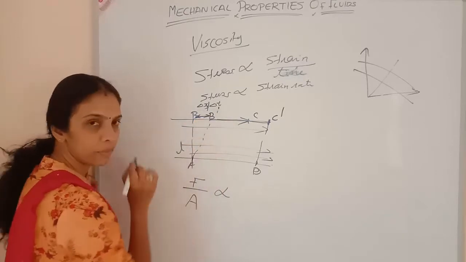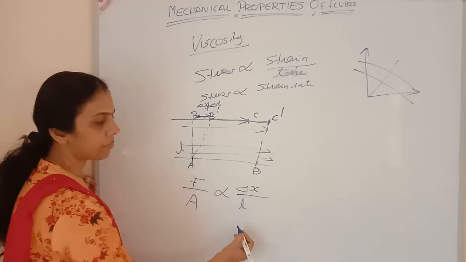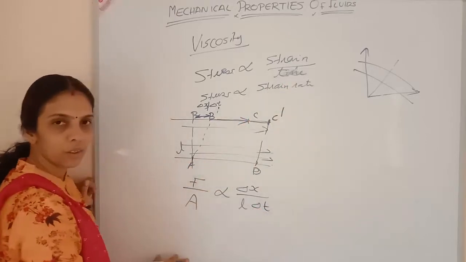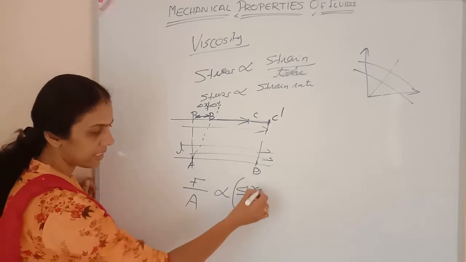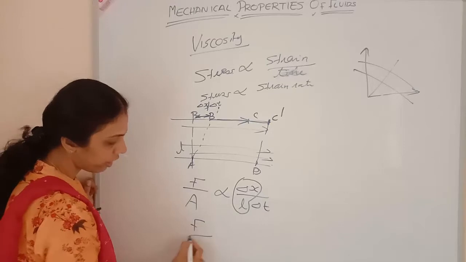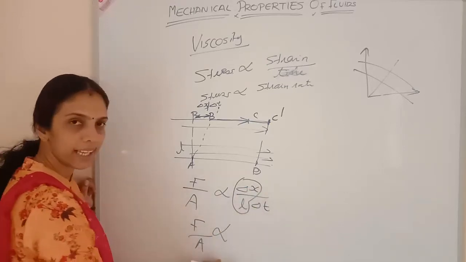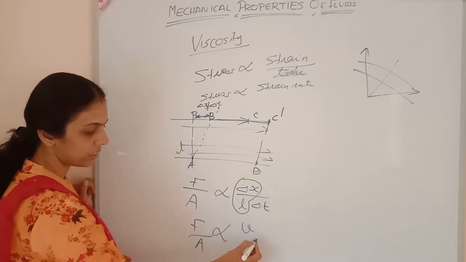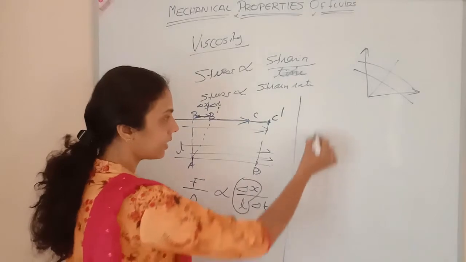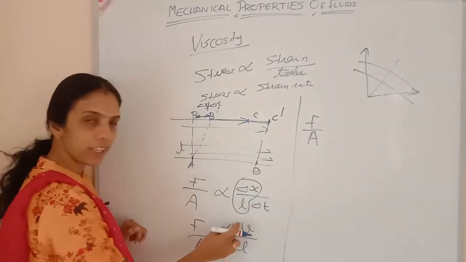Opposite side divided by adjacent side, delta x by L. Rate divided by time. So this is strain, that is tan theta divided by time. So F by A is proportional to, what is delta x by delta t? That is velocity, V by L. So F by A is proportional to V by L.